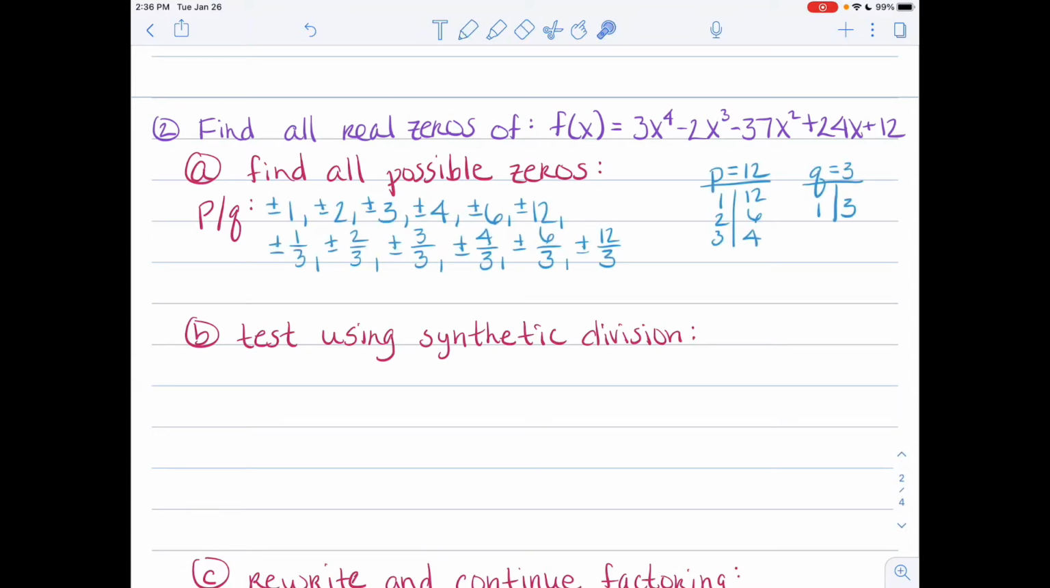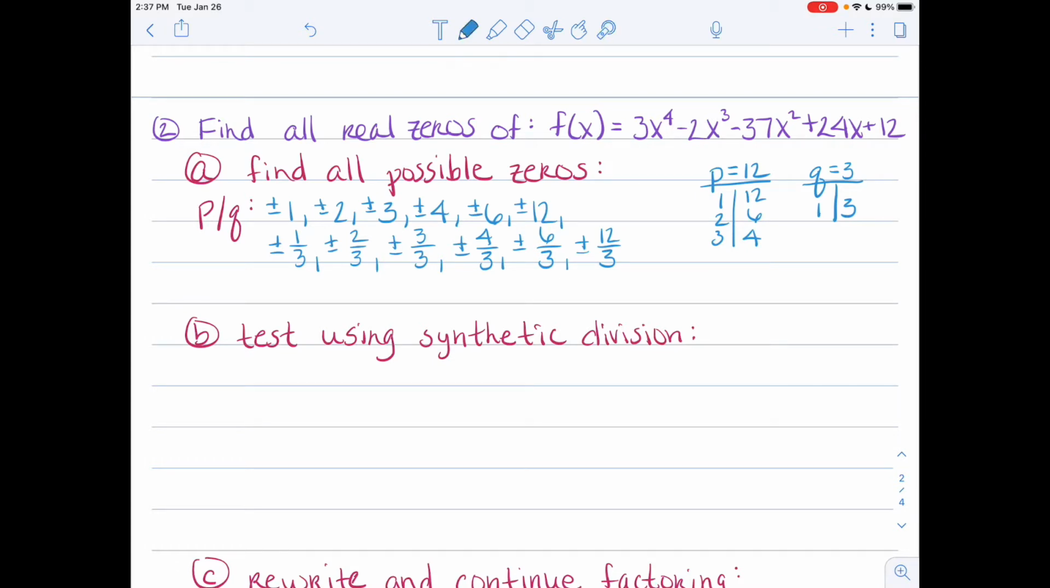All right, so you should have identified P as 12 and written these factors, and then Q is 3, so we have factors of 1 and 3. That means we're going to have two sets of numbers, one with P over 1, which will just be the P value, and then another one with the P value over 3. So you should have gotten all of these factors.